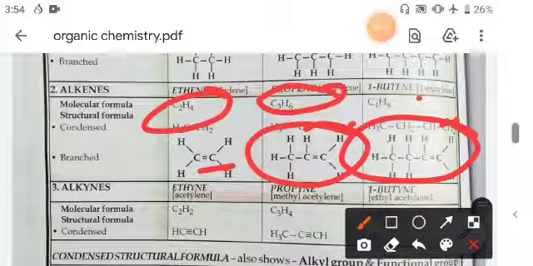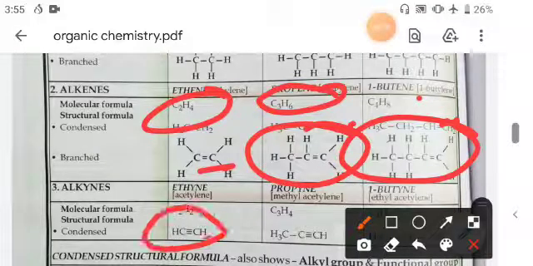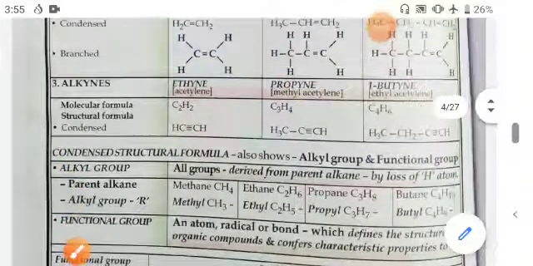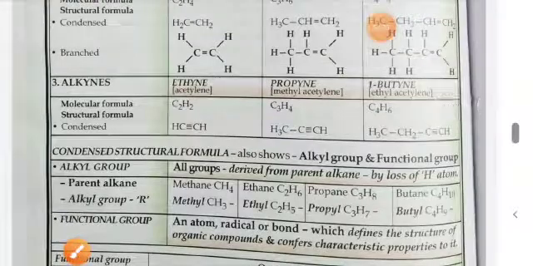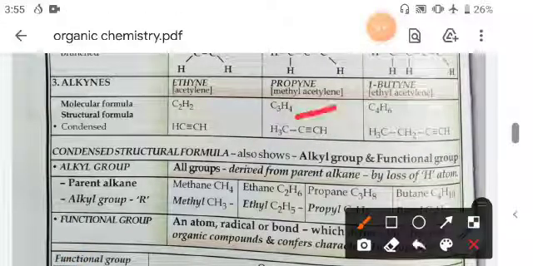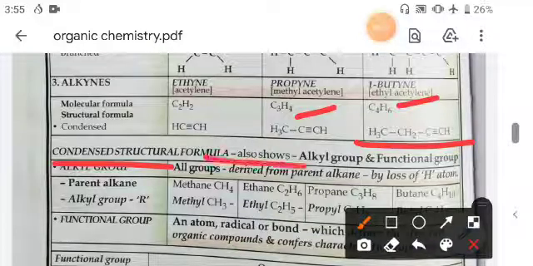Now next, alkynes, where there will be a triple bond. Example: acetylene. This one is also an example of alkynes, and butyne is given here. Now the condensed structural formula also shows alkyl groups and functional groups.